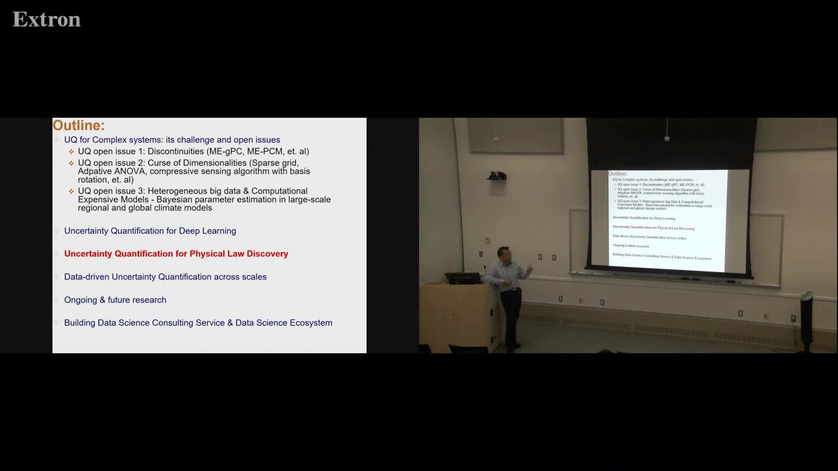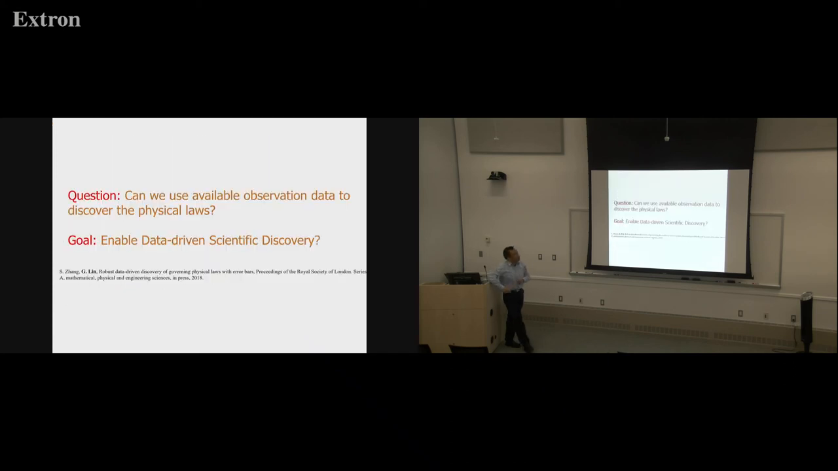But in this work I want to learn a PDE model for you. Okay? So it becomes useful when you really learn the physical law. So the goal is we try to use data to discover the physical law to enable data-driven scientific discoveries. This is one work we published at the Proceedings of the Royal Society on robust data-driven discoveries.